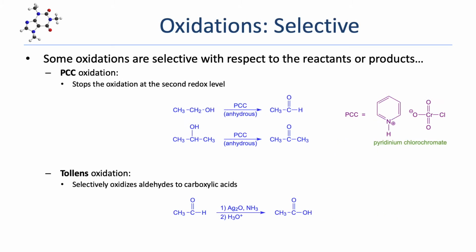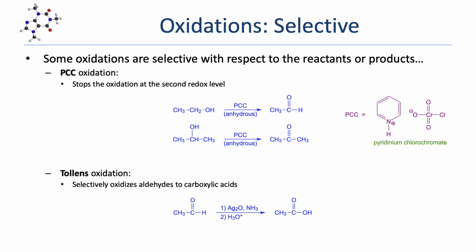What we're going to look at next are some oxidations that are selective with respect to either the kinds of functional groups they react or the kinds of functional groups that they make. First up, we have the PCC oxidation. In fact, this oxidation is a variation of the chromium 6 we saw before. The structure of PCC I have over here, and you can see that that chromium atom is a chromium atom in the sixth oxidation state. PCC is just a weaker version of the Jones conditions.